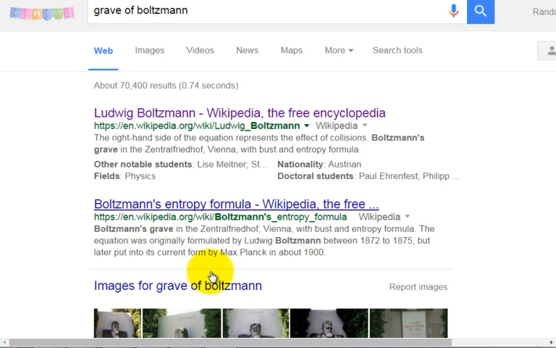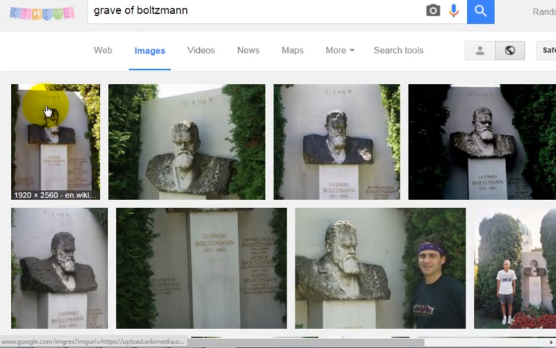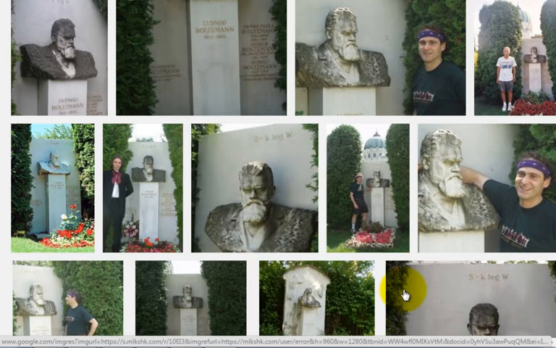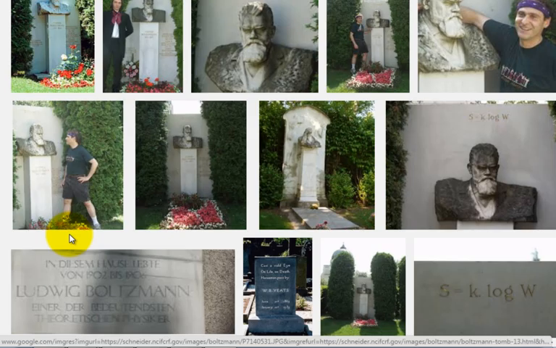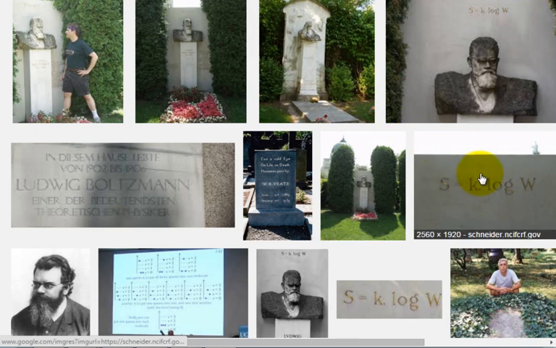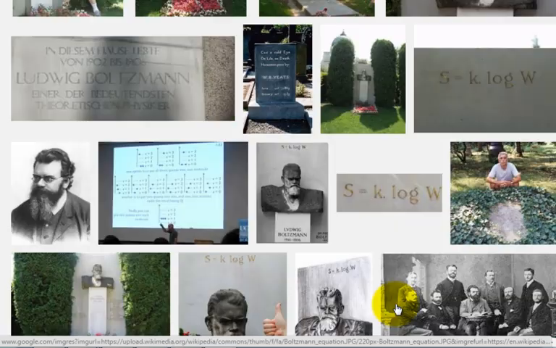So if you just take a look at the images for the grave of Boltzmann, you'll find there's a bunch of images, the bust. People are traveling, they're tourists, they go to Vienna. They take their picture, they put some flowers, and there it is, a close-up, their great equation.